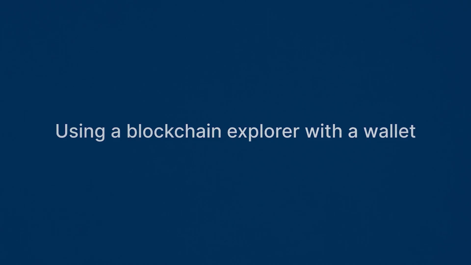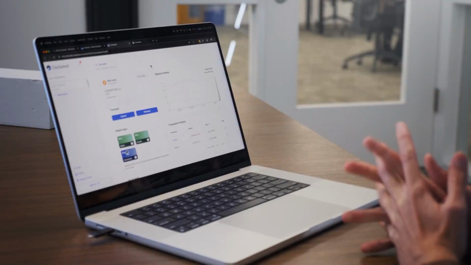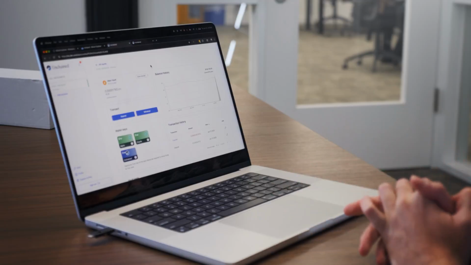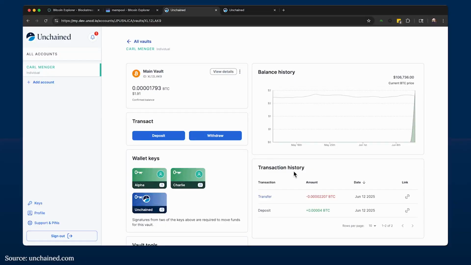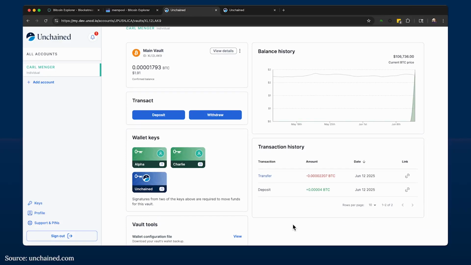All right, now that we've taken a tour of the basics of mempool.space, I want to show you a practical example of how a blockchain explorer might be integrated with a wallet software. So I have an Unchained vault pulled up here. This is just a test vault with a tiny bit of Bitcoin in it. And you can see that there are a couple of transactions in the transaction history down here, a deposit and a withdrawal. And on the right side, there is a link icon.